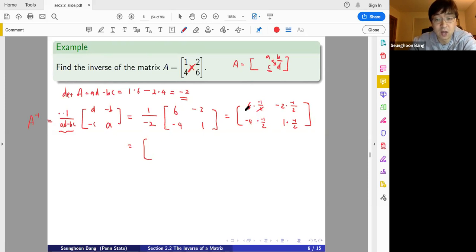So the answer is like this. 6 divided by 2 is 3, and 3 times minus 1 is negative 3. Negative 2 times minus 1 half is just 1. Negative 4 times minus 1 half is positive 2. And 1 times minus 1 half is just minus 1 half. So that's it. This is exactly the inverse, and this is the whole idea for finding the inverse by using the formula.